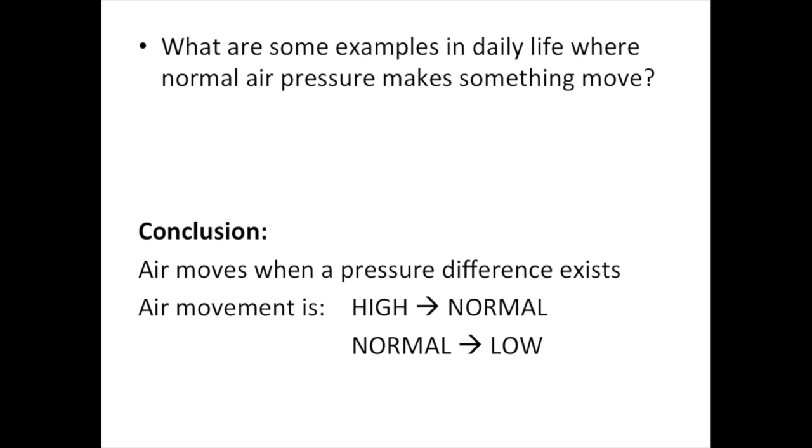What are some examples in daily life where normal air pressure makes something move? In the reading this week, you will read about 2 of those. And the conclusion then is air moves when a pressure difference exists. Air movement will either move from a region of high air pressure to a region of normal air pressure, or it can also move from a region of normal air pressure to a region that has some lower air pressure.